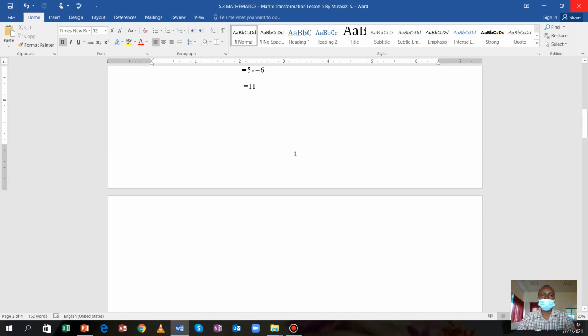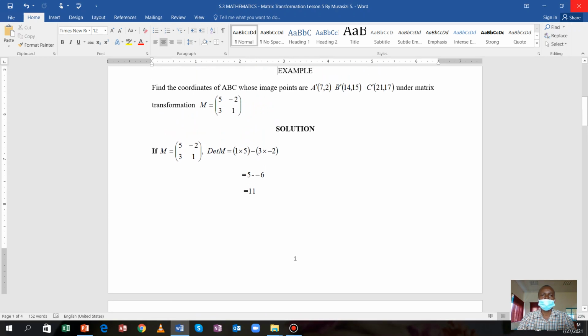So we said first get the determinant of the matrix. The matrix is 5, negative 2, 3, 1. You know, the determinant is the product of the leading diagonal minus the product of the minor diagonal. So it will be 1 times 5 minus 3 times negative 2. That's for the minor diagonal. So we end up getting 5 minus negative 6, and at the end of it, you are going to get the determinant as 11.